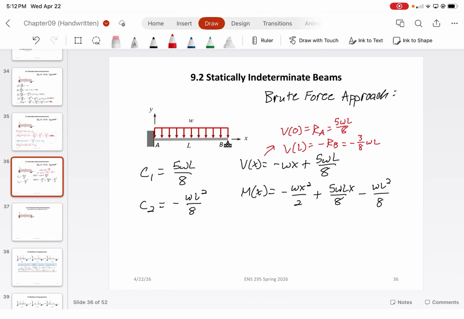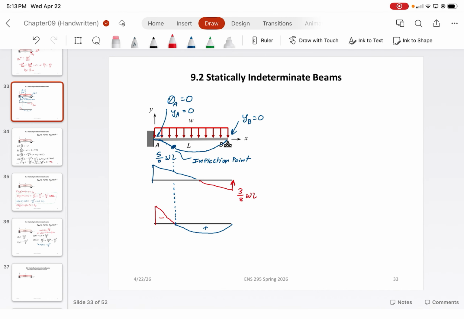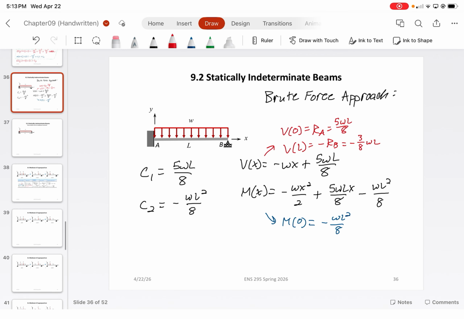Make sense? All right. Now we could do the same thing for m of x, which would just give us, for example, m at 0. This would just give us a negative bending moment of negative WL squared over 8, which is our bending moment that was computed here. And then you can check it at m of x equals L. You would get that at 0.